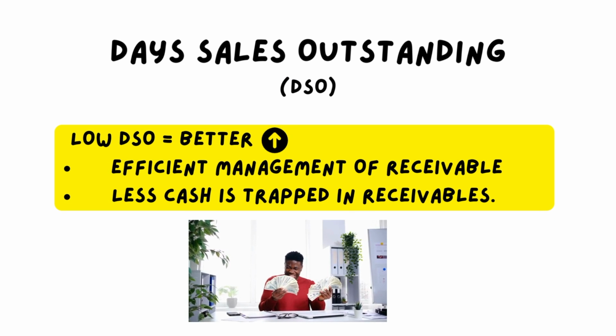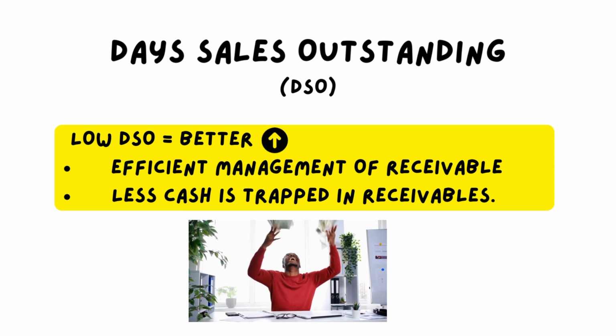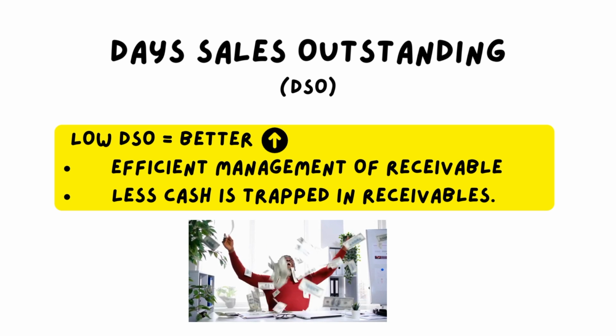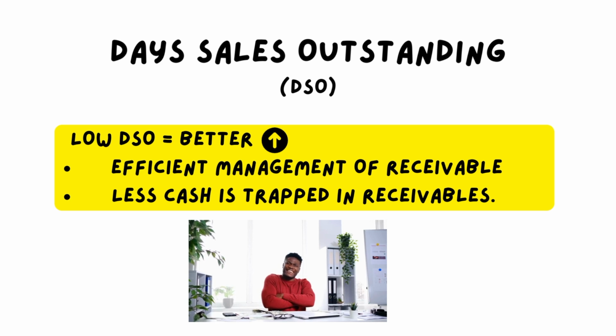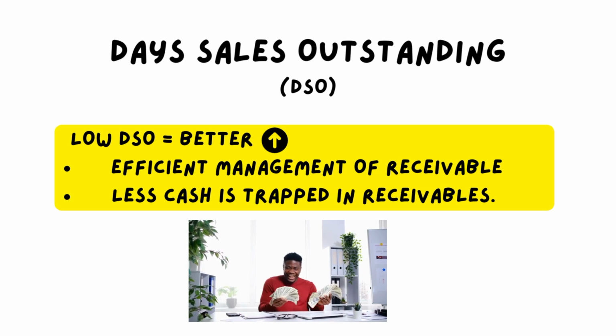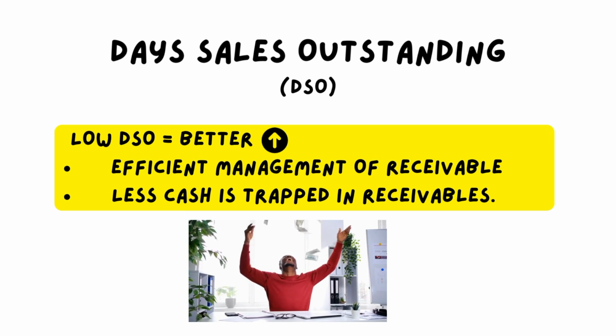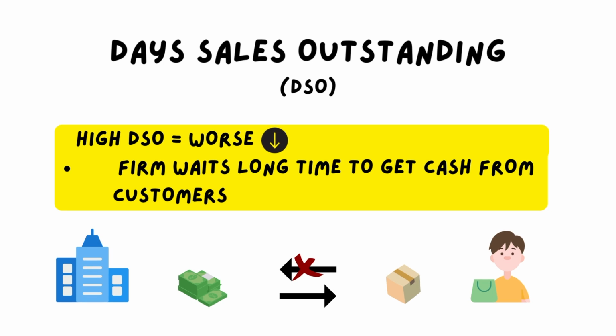If you have a lower DSO, that's better for your company because you manage your receivables much better, which means that less cash is trapped in receivables. So you have a nicer cash flow structure. On the other side, we have high DSO, which is not so good because in that case, you would have to wait a long time for your customers to pay. And the more you wait, the less cash flow comes into your company, which is typically a bad thing.